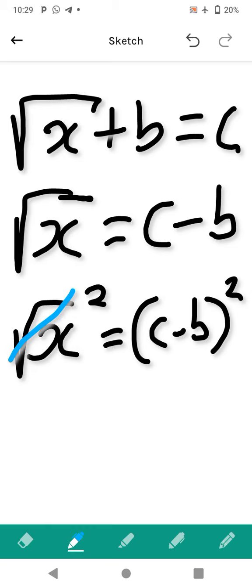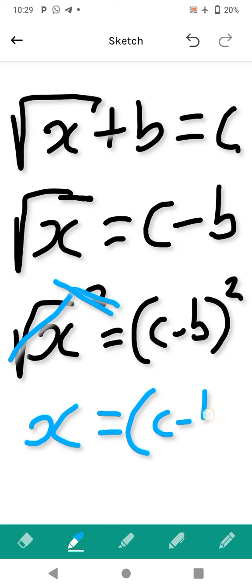So the square power will be taken out by the square root. So x will now be equal to c minus b all squared. Thank you. So that's how we'll make x subject of the formula here.